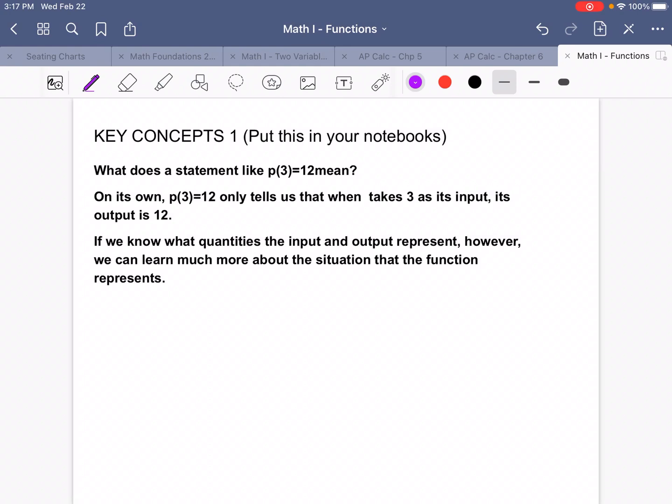All right, so this is day, what was it, 4? I think day 4. We're talking about visitors in a museum. So, a couple of key concepts.